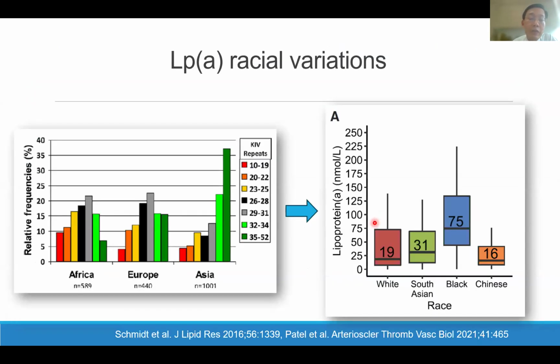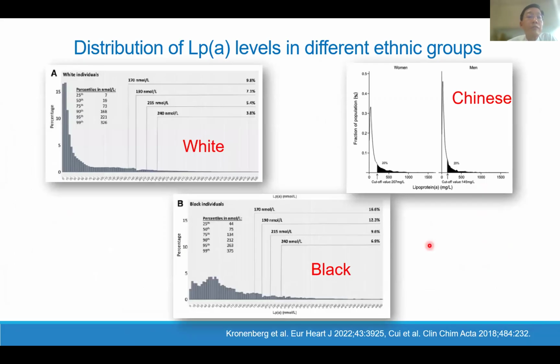As I mentioned earlier, there are racial variations in Lp(a) levels, and that was in part due to differences in Kringle4 type 2 repeats. In our East Asian populations, we tend to have a higher frequency of a high number of Kringle4 type 2 repeats, and that translated to low levels of Lp(a). For the African population, they have a high frequency of low copy numbers, and that translated into higher levels of Lp(a).